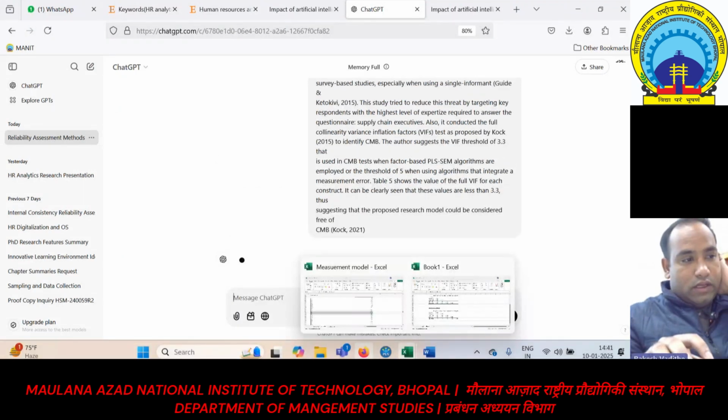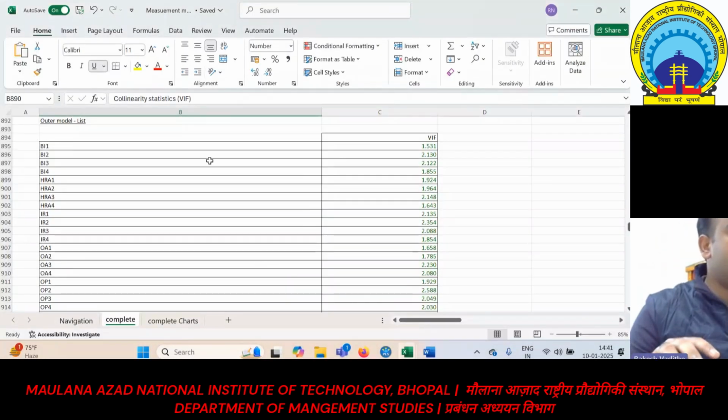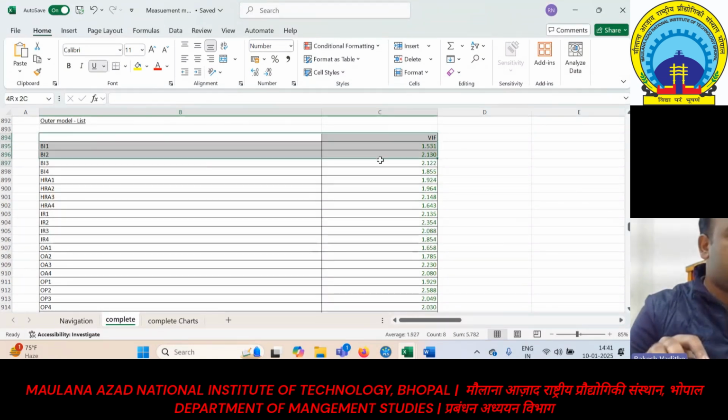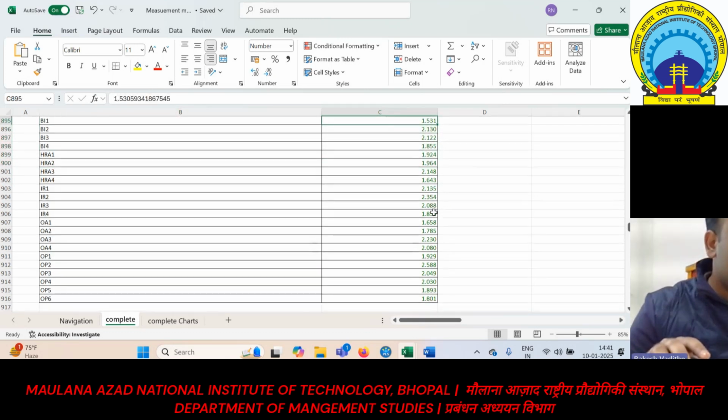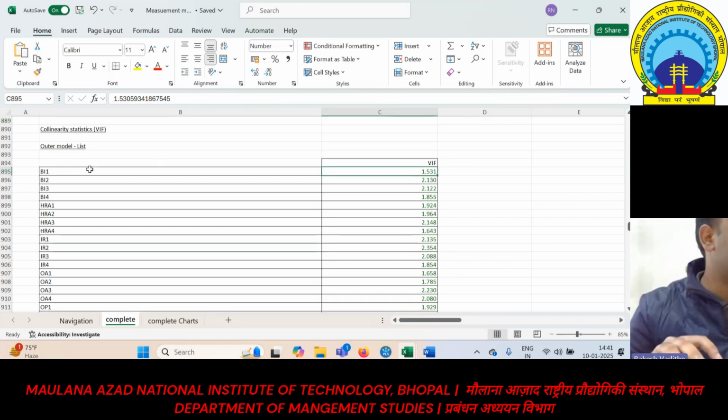Here you need to copy all these VIF values. I think you can observe that no value is above 3.3. Then this data set is free from the common method bias.